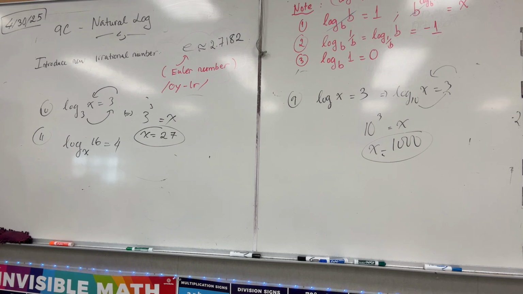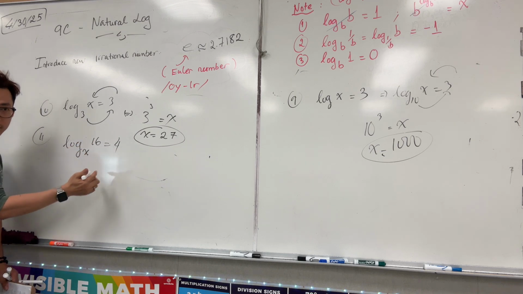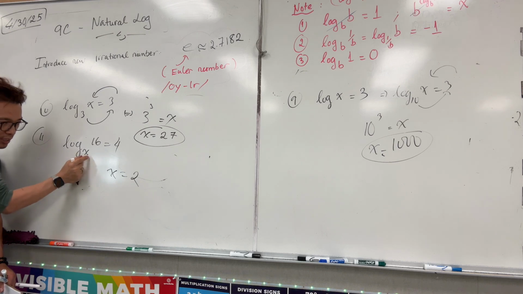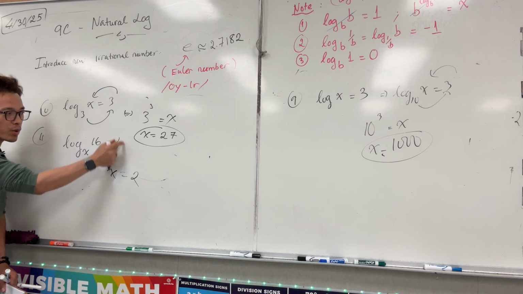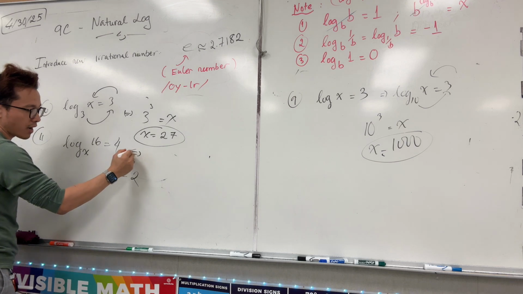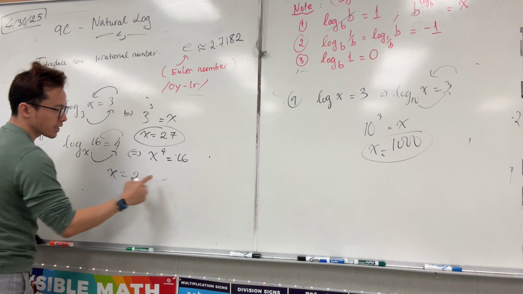All right, log base x of 16 equal to 4. Sometimes you can do the math in your head. You don't need to even convert it. X to the power 4 equal to 16. What is x then? 2. You see that? This is how log works. This base right here to the power of this will be equal to the big number right here. So x to the power 4 equal to 16. What is x? X is 2. If you cannot see it obviously, then you can convert it. X to the power 4 equal to 16, so x equal to 2.